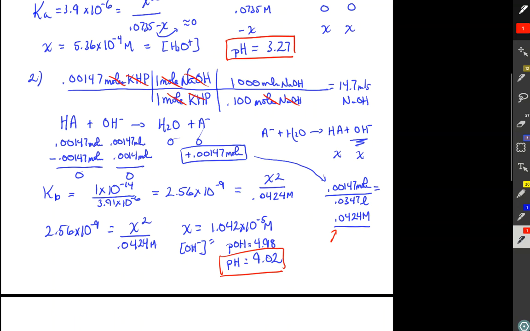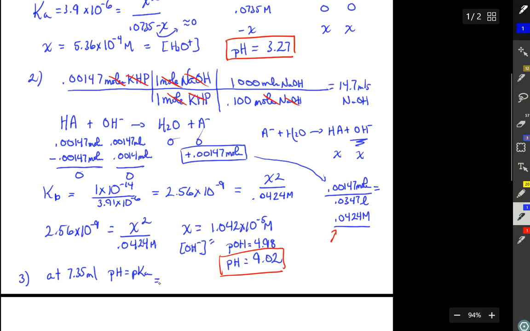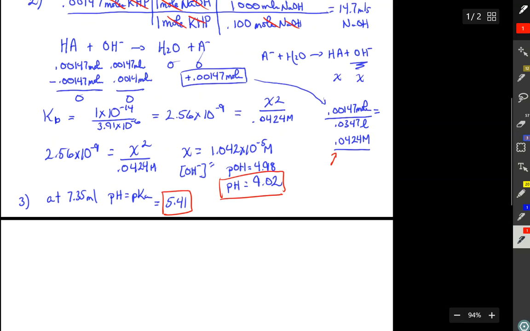Now probably the easiest one to do would be at half the equivalence point, or half the titration. So I'm going to shove that in right here. Half the 14.7 is 7.35. So at 7.35 mils, we have a perfect buffer, so pH equals pKa, which equals 5.41. So we have yet another point here. There's your three basic ones.